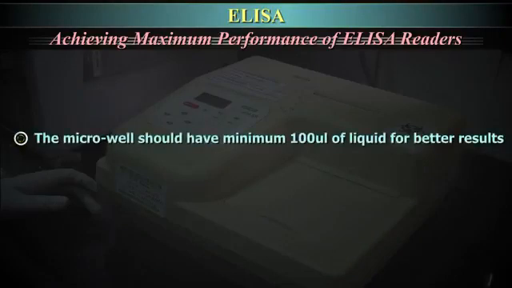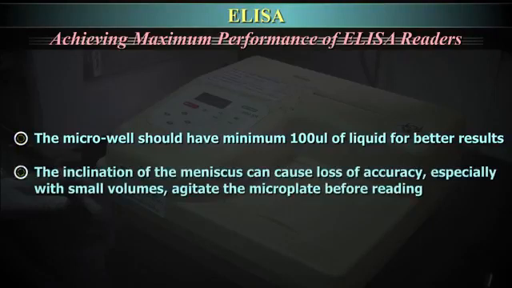The micro well should have minimum 100 microliters of liquid for better results. The inclination of the meniscus can cause loss of accuracy, especially with small volumes. Agitate the microplate before reading.